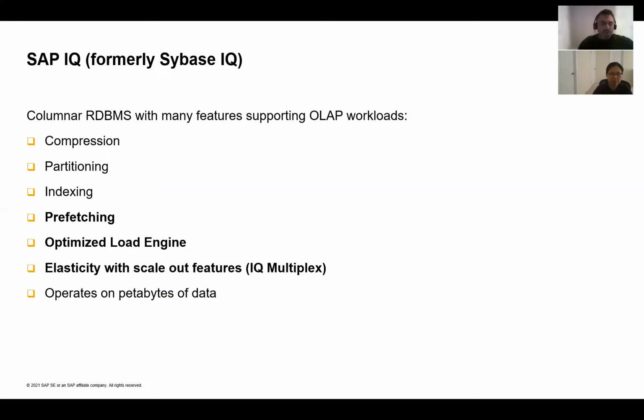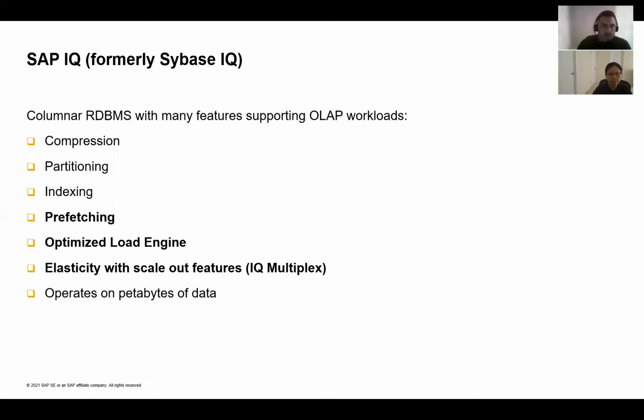The second feature is the optimized load engine. Being an OLAP system, it's imperative that loading data into SAP IQ is as fast and efficient as possible. As a result, significant engineering work has been put into parallelizing SAP IQ's load engine so that we can speed up load operations by maximizing CPU and I/O bandwidth.